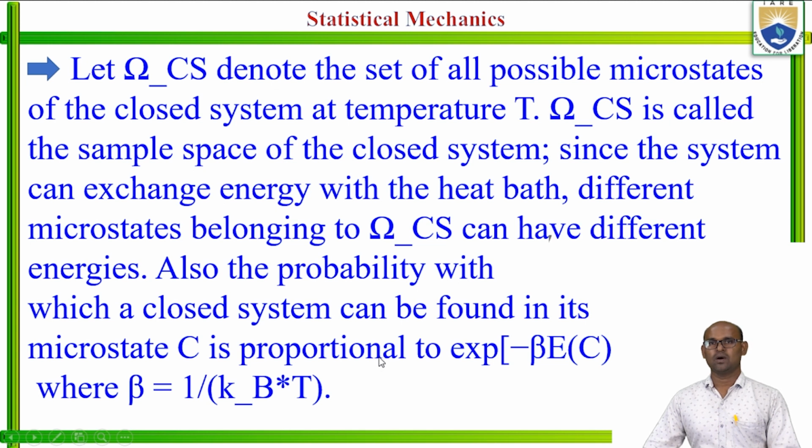In an isolated system, all the microstates were equally probable because all the microstates have the same energy. But in a closed system, the system is in contact with a heat bath, so there is exchange of energy, and all the microstates do not have the same energy. So the probability of occurrence of a particular microstate is not constant. It is found to be exponential of minus beta E.